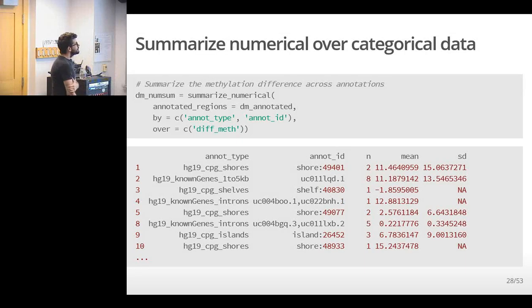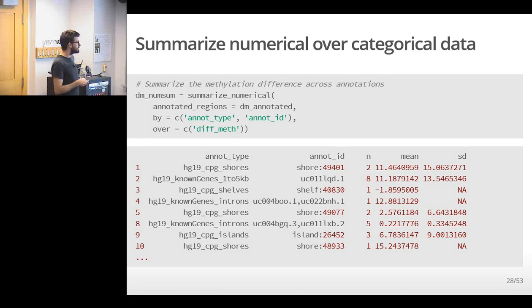Okay, so something else you might want to do is take a numerical column and look at how that value looks over the annotations for all of the regions that intersect that annotation. So you can use the summarize numerical function by giving it the annotated regions, of course, and then telling it what categorical columns you want to group the regions by. So in this case, I want to group them by the annotation type and the annotation ID. And then I want to do the summary over the difference in methylation.